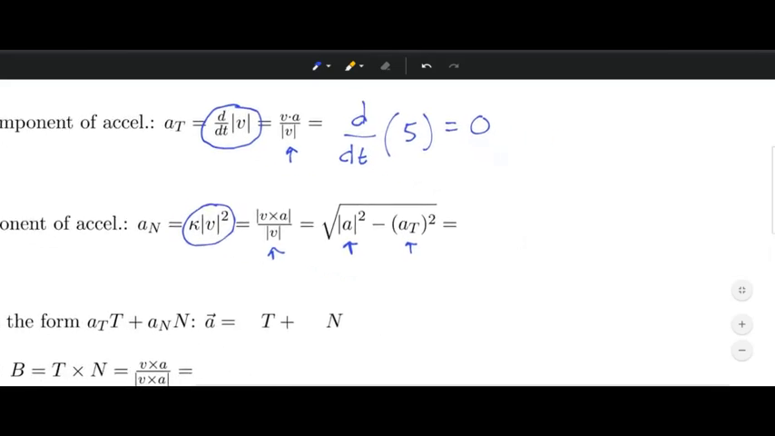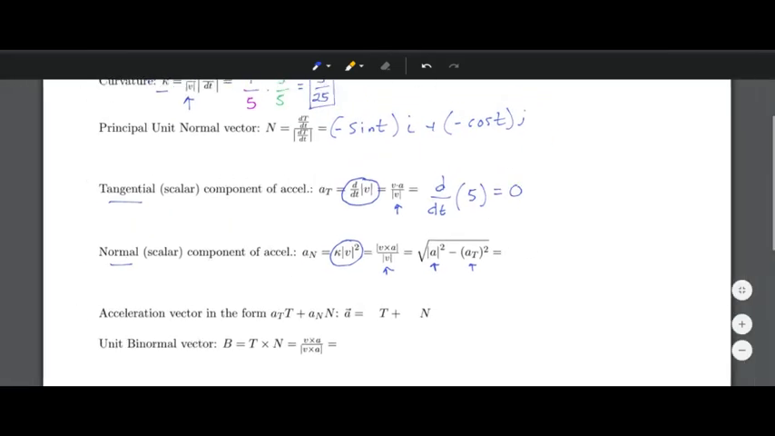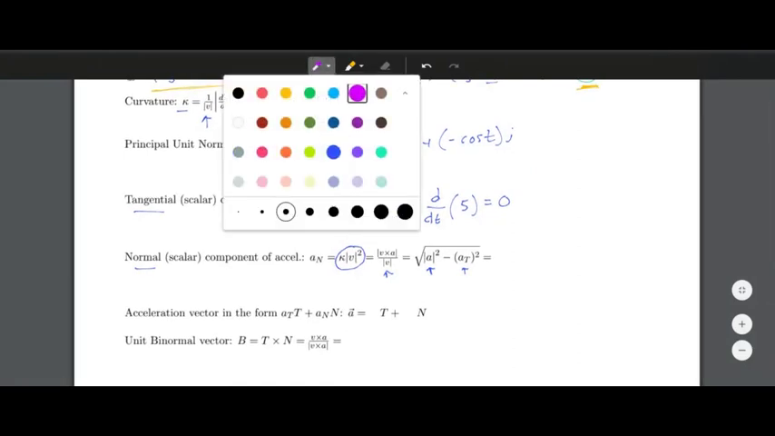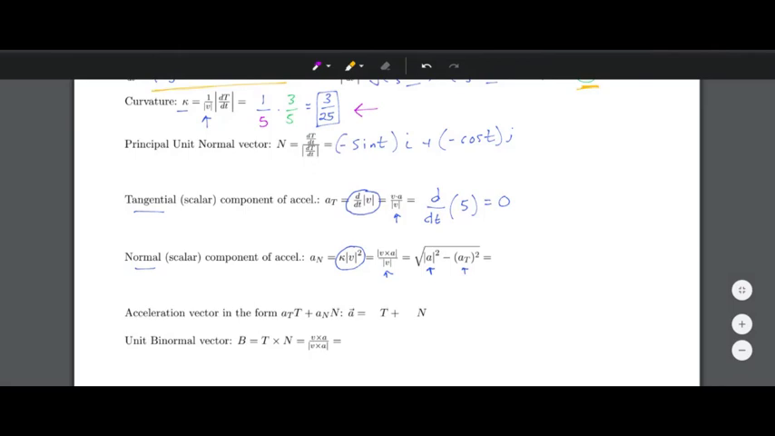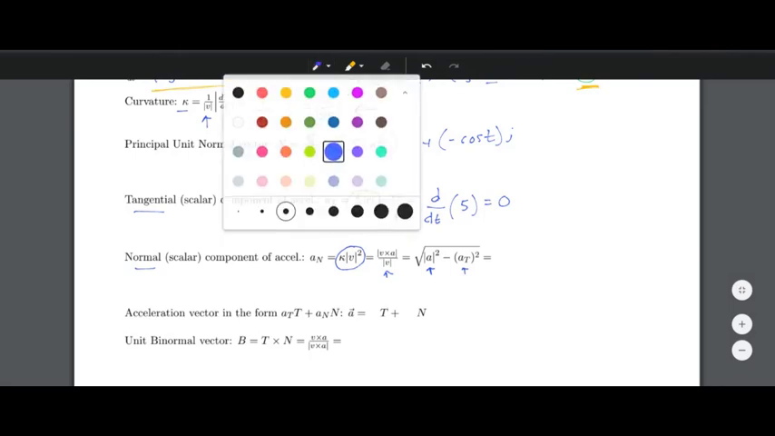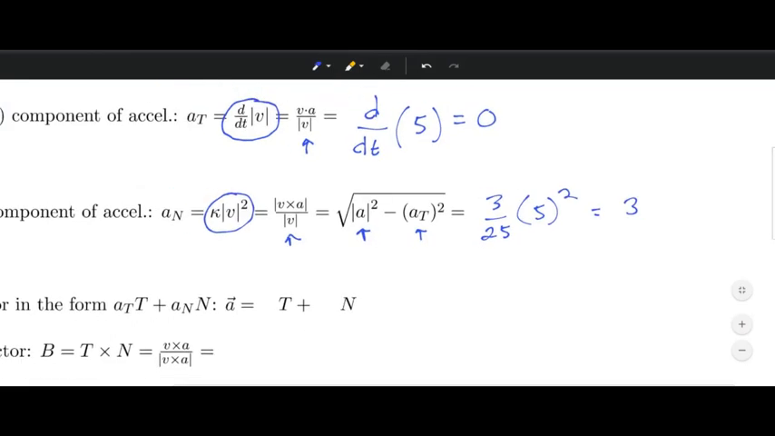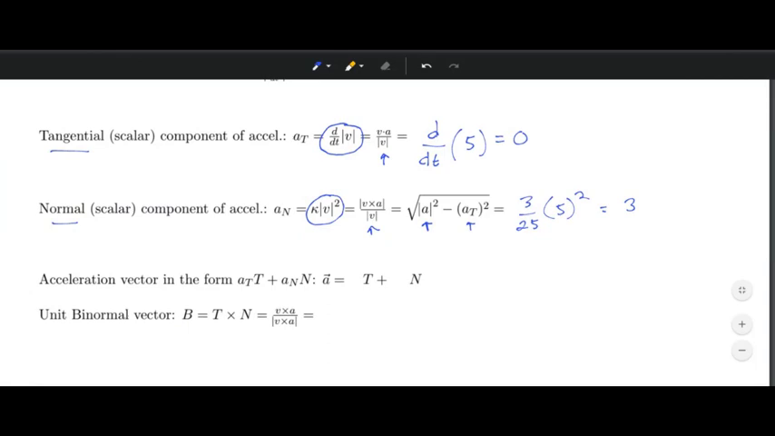So our curvature, if we look back real quick, was 3/25, and the magnitude of velocity was 5. Just putting those two things together, we have 3/25 times 5 squared. So that's just going to be 3. And so that's our normal component for our acceleration.